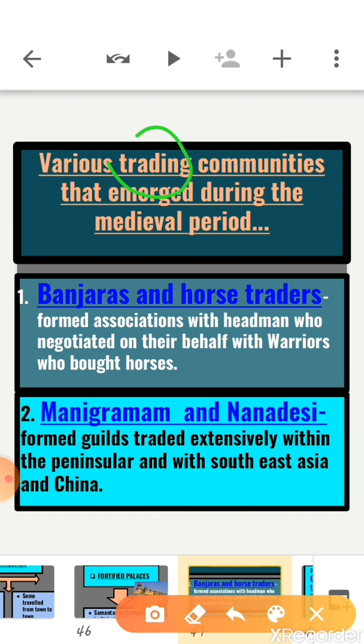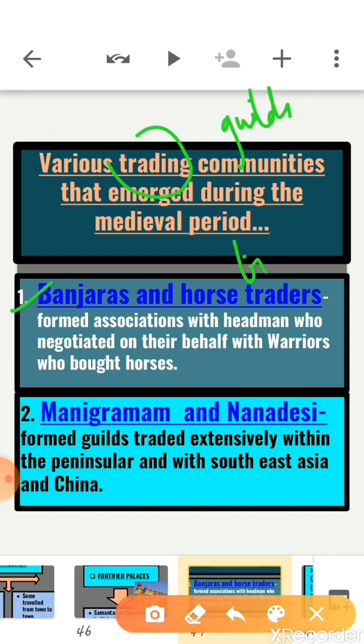So, traders were an organized group, and they were often organized in associations or guilds. Clear? During the medieval period, various trading communities emerged in the Indian subcontinent.